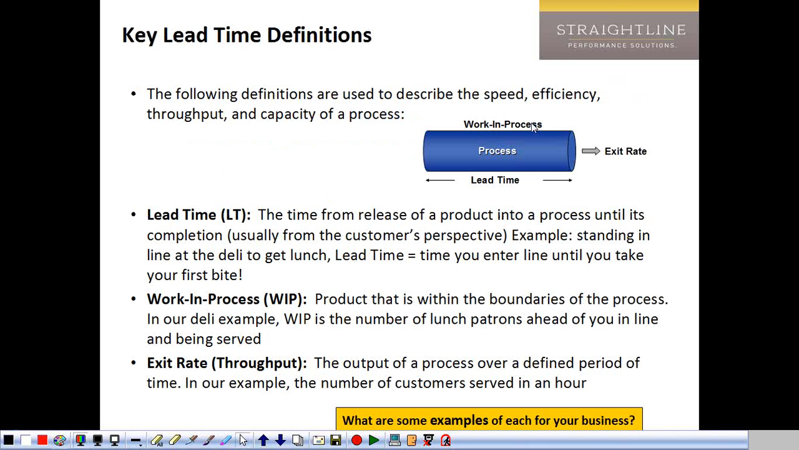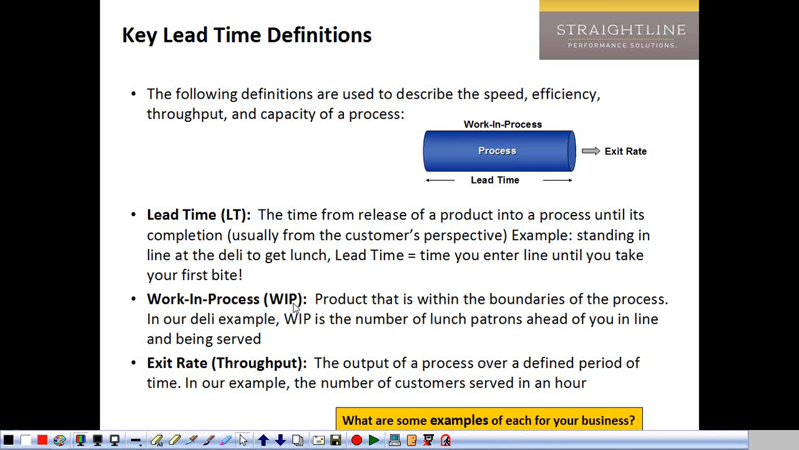Here are some examples, with some definitions that we're going to put in here as we cover Little's Law. In order to understand Little's Law, we'll need to understand lead time and work in progress and throughput and how all those things are related to each other. Little's Law is an equation that relates the three. Let's talk about what they are in an example. Lead time is the time it takes from release of a product into a process until its completion, or from customer order to customer delivery. If we're talking about standing in line at a deli to get lunch, the lead time is the time that you enter the line until you take the first bite of the sandwich.